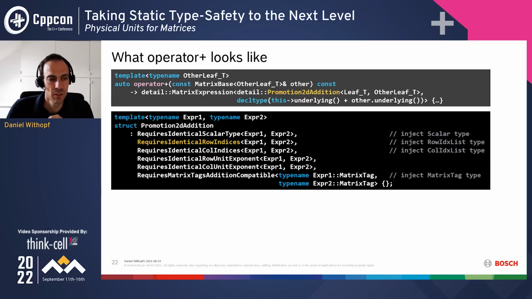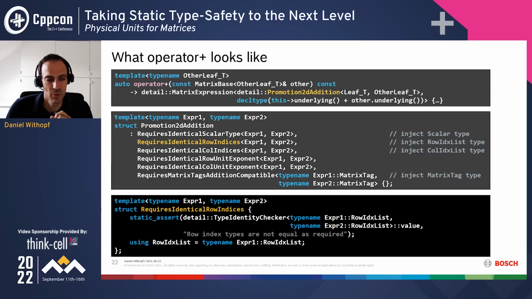Now, last but not least, I want to show what the requires identical row indices type looks like. This is again an almost empty type. The only content is a static assertion that checks that the row index list of the two types is identical. If they are not identical, a static assertion is fired. And as I mentioned, this also injects the row index list into the resulting type.